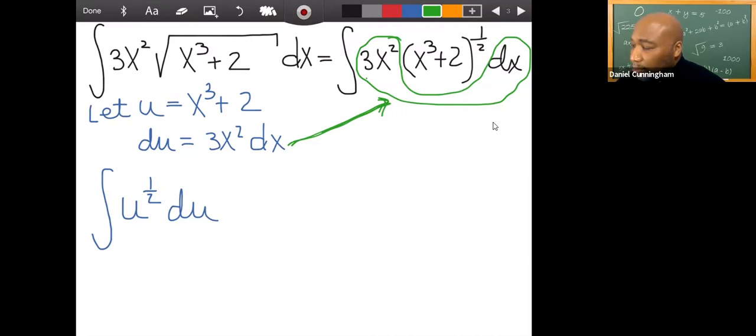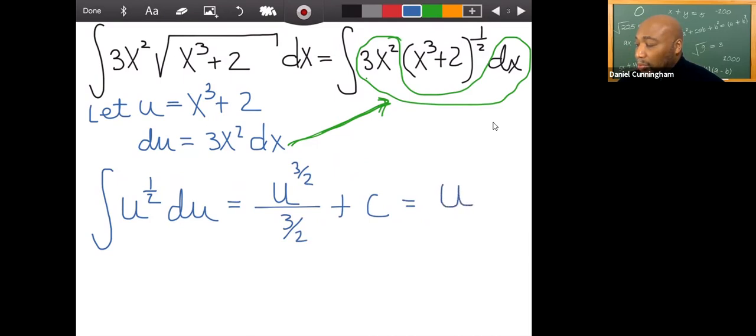Now, what I'm going to do, I'm going to integrate u to the 3/2 divided by 3/2 plus c. When I continue with this problem, this will equal u to the 3/2, and I'll take the reciprocal of this, or 2/3, plus c. That's how you get rid of that complex fraction of a fraction. Take the reciprocal.